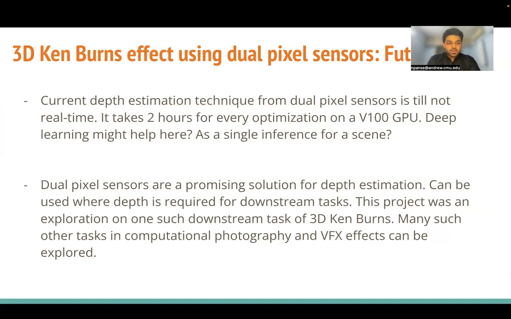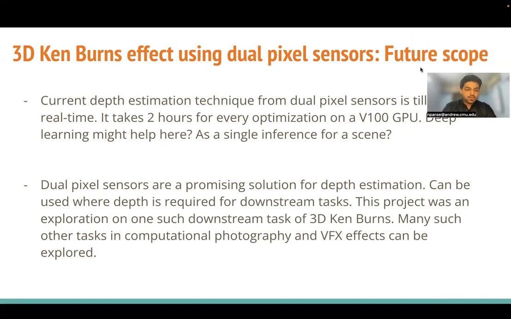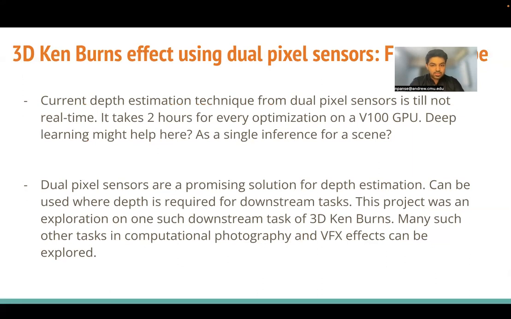Some future scope in this area would be that the current depth estimation by dual pixel sensors is not at all real time. It takes almost 2 hours for every optimization. So if we want to have a mobile application that accurately does it, we would need something that is in real time. Probably deep learning could be the way here, wherein you get a single inference in real time. Even though this would be a data-driven task, dual pixel sensors inherently have disparity, and that disparity can be modeled in a much easier fashion by deep learning rather than directly using monocular images and estimating depth.